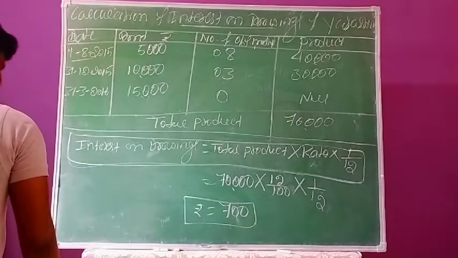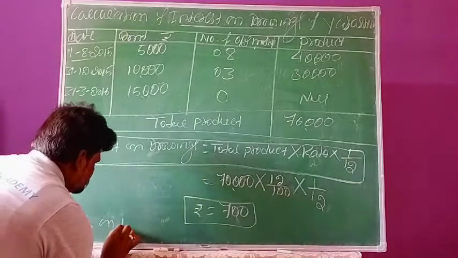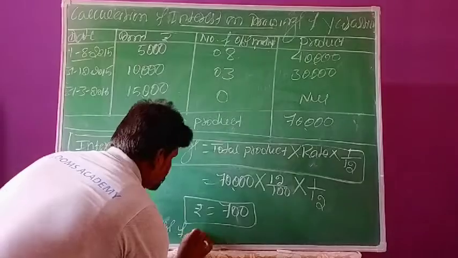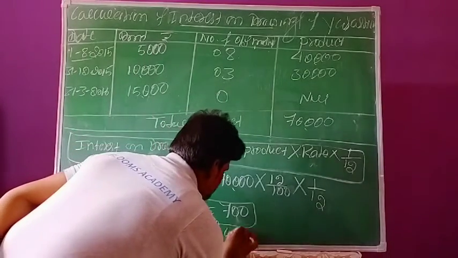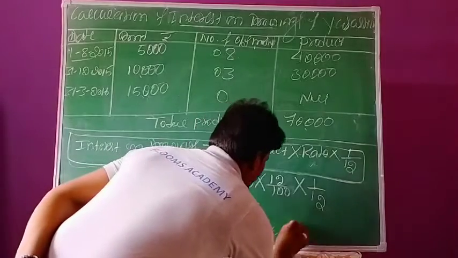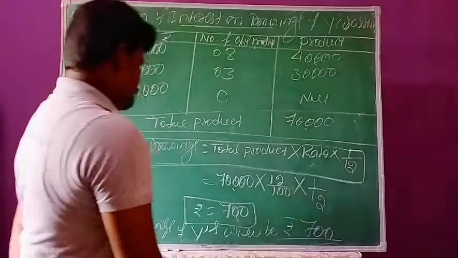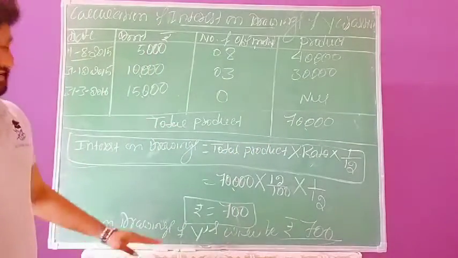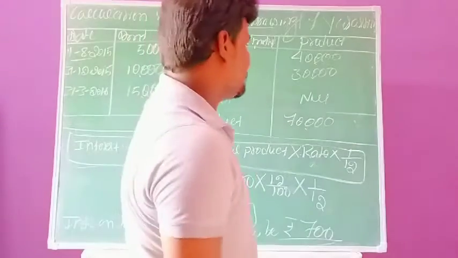So here finally we need to write: interest on drawings of Yashasvi's will be rupees 700. This is the calculation of interest on drawings. Let me recap this question once again.